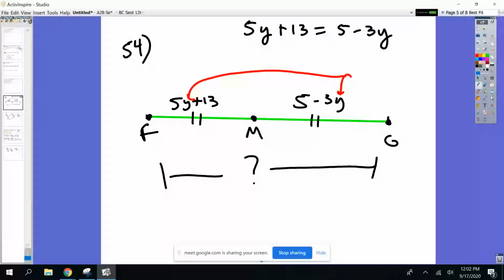So FM was 5y plus 13. MG was 5 minus 3y, so I set them equal to each other. Why did I set them equal? That's the definition of a midpoint. It cuts it into two congruent segments. So I have 5y plus 13 equals 5 minus 3y. I solve for y. Whatever I get for y, I go back, plug in, add them up, and that's the distance of FG.